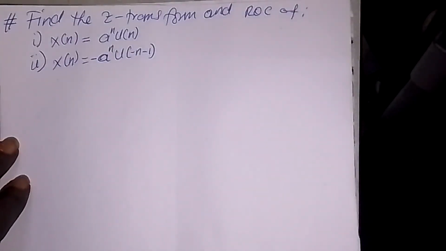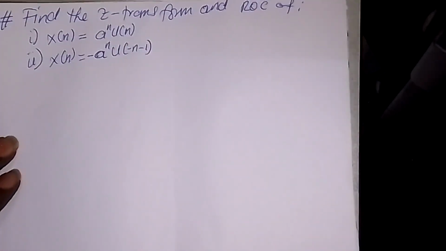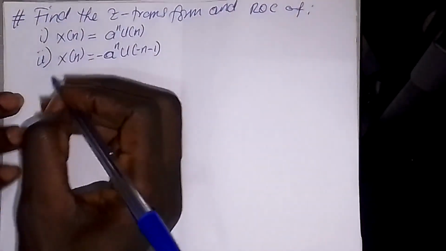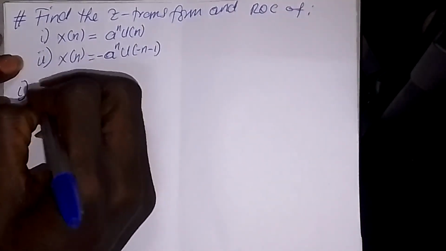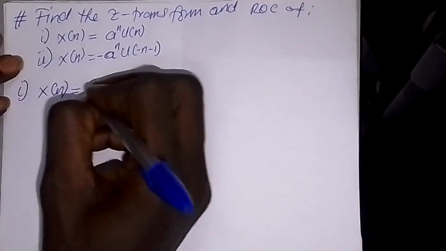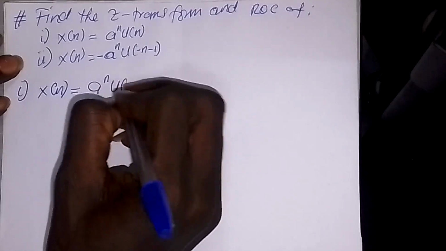Let's take a look at these two sequences, I and II. Let's find their respective Z transforms and then ROCs. Okay, so let's begin with the very first one. Here we have I: x of n is equal to a exponent n into u of n.